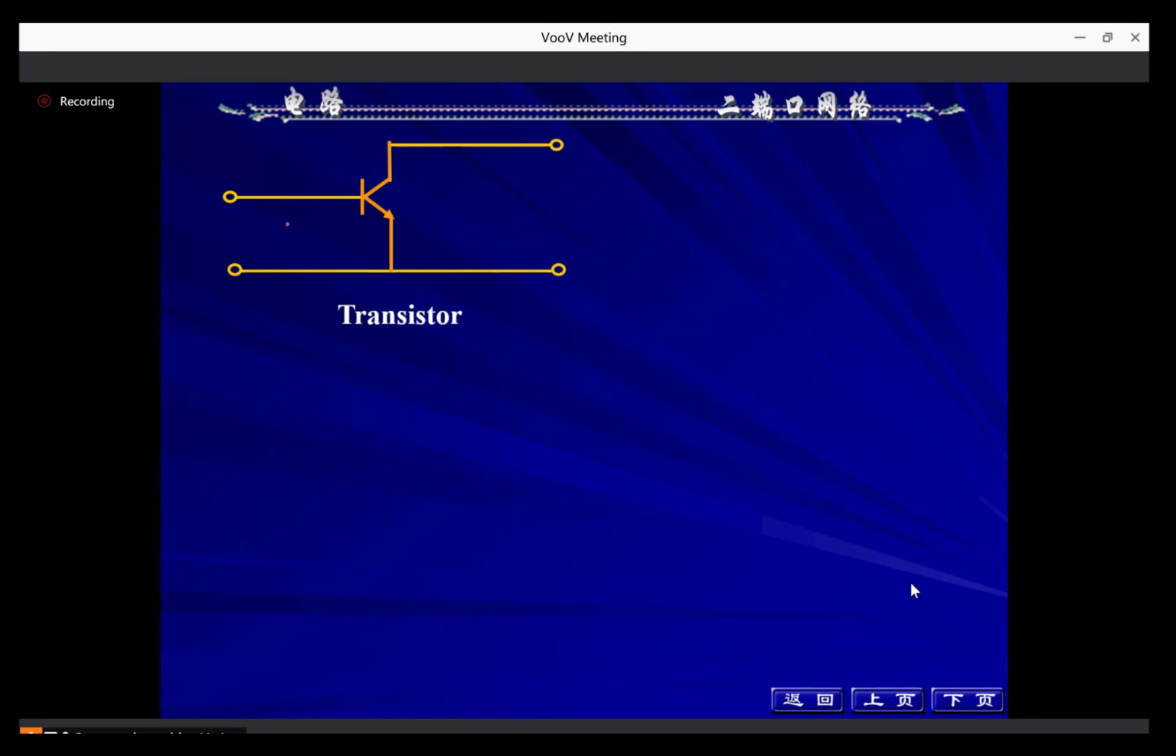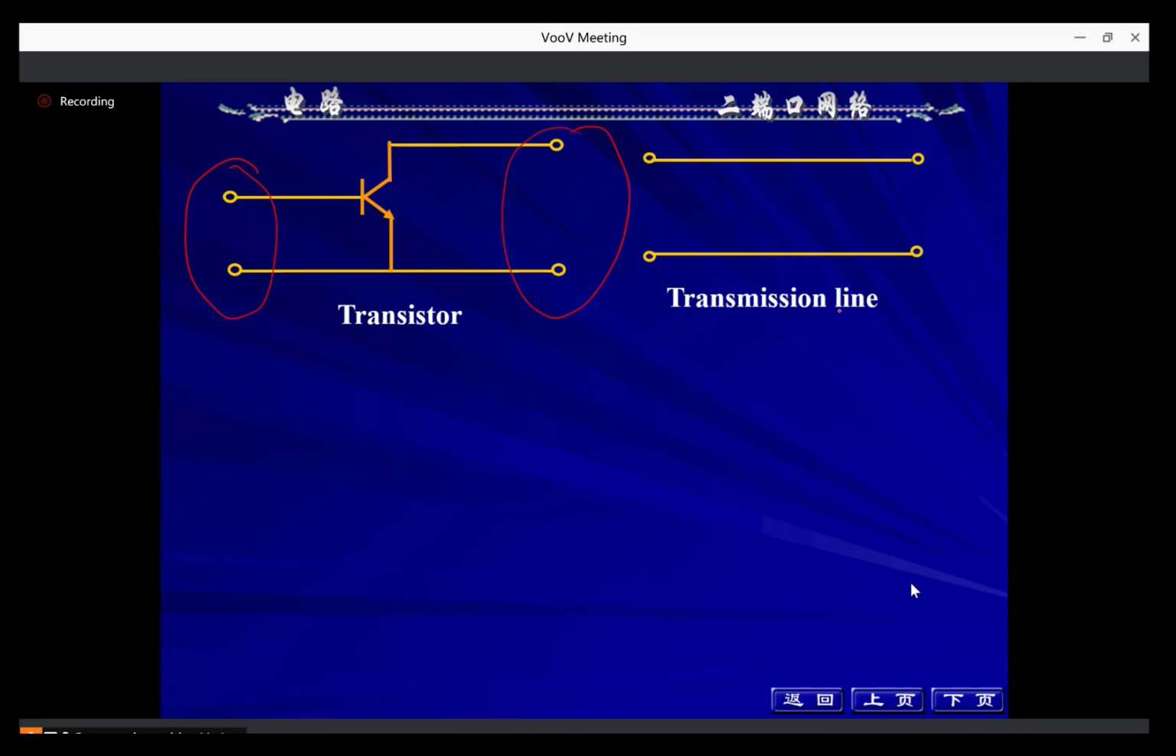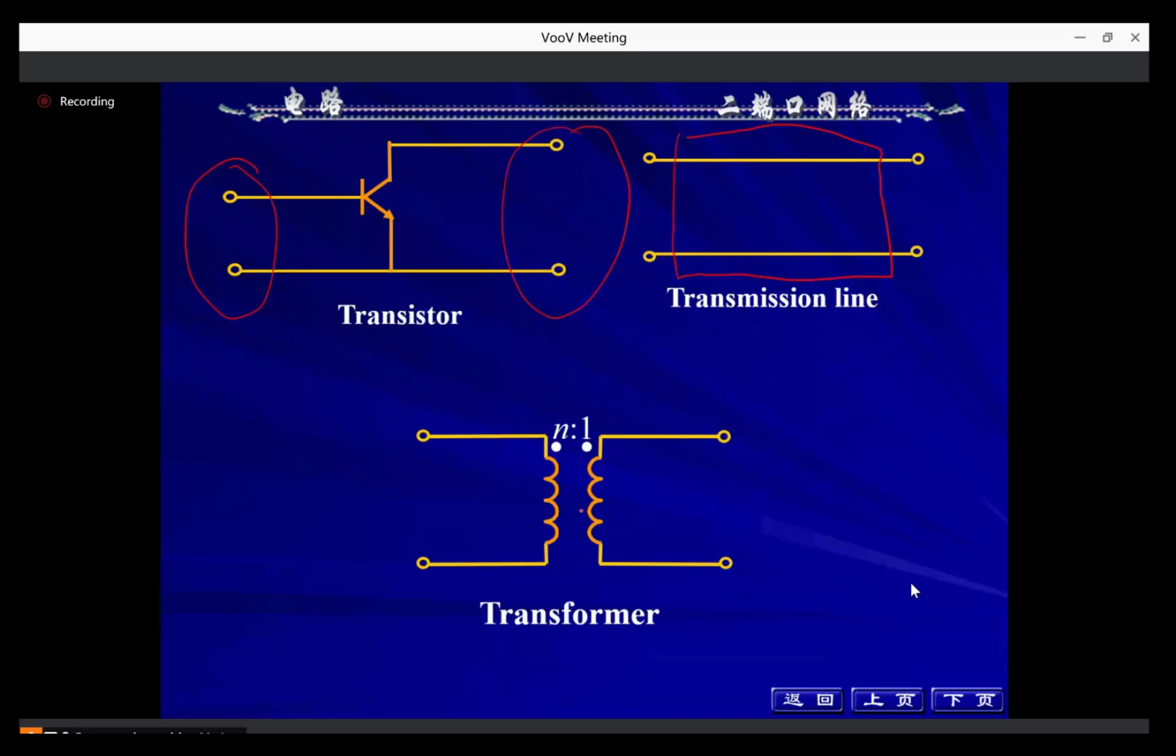The transistor, the input small signal, the output large signal, and the transmission line. Maybe you are saying it's very simple, but actually the transmission line is very complicated because it's a distributed circuit. For the transformer, the basic transformer is also a two-port network.